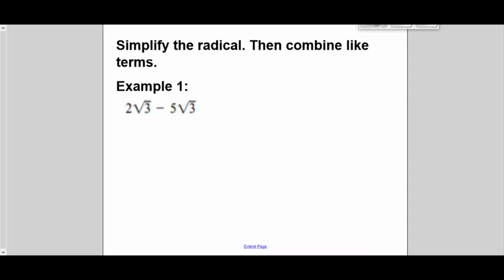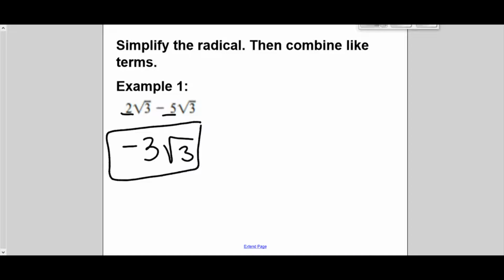So here I have 2 square root of 3 minus 5 square root of 3. What's underneath is square root of 3, that's already simplified. So these both have a square root of 3. So what I could do is just do 2 minus 5, which is negative 3 square root of 3. And then you're done. So it's really just combining like terms. Notice what's inside the radical didn't change, just what was out front changed. So I just did 2 minus 5, and then I have my square root of 3.